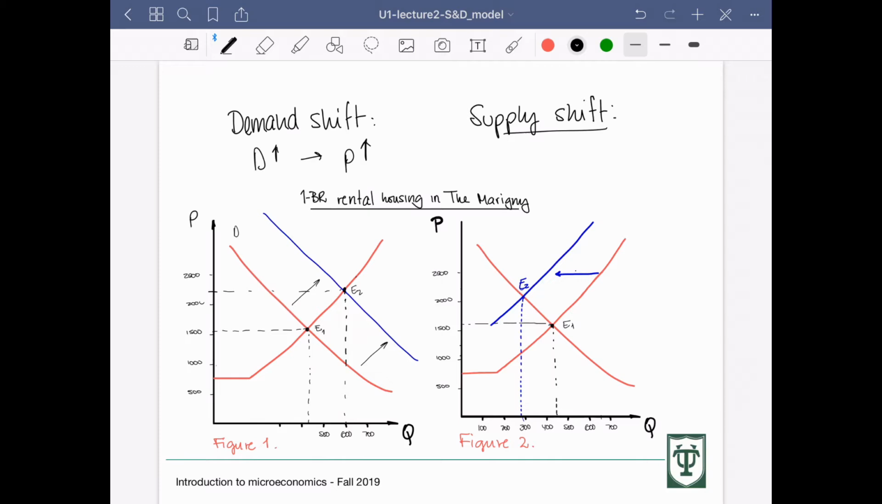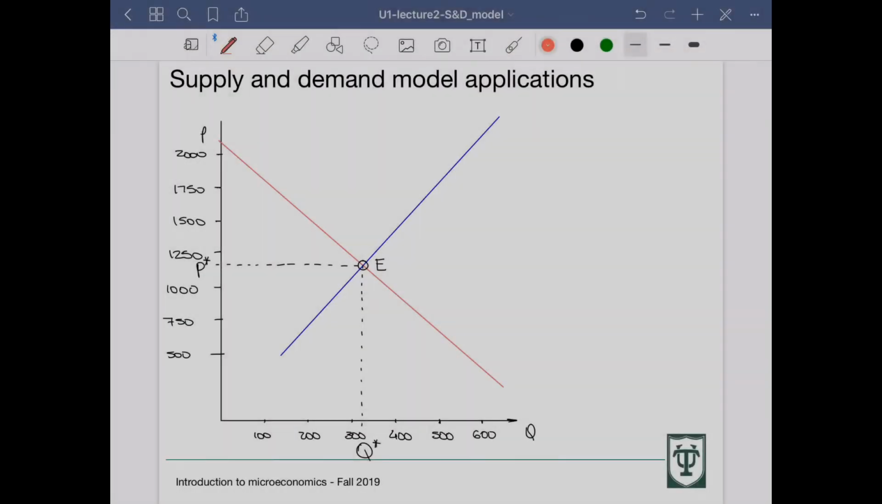Similarly, if there's a shift in the supply curve, if there's a decrease in supply, the price will increase for the same good, all other things equal. We move from E1, the original equilibrium, to E2, where the price is higher and also the quantity consumed is smaller. So now let's move to analyze government intervention, when the government decides to change the price of our good.